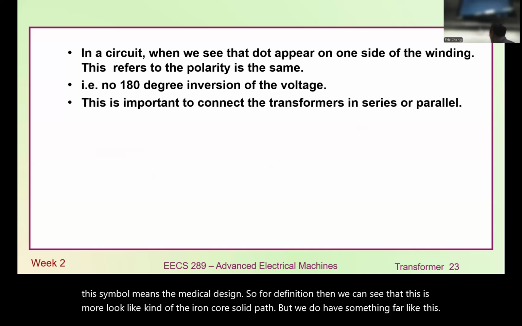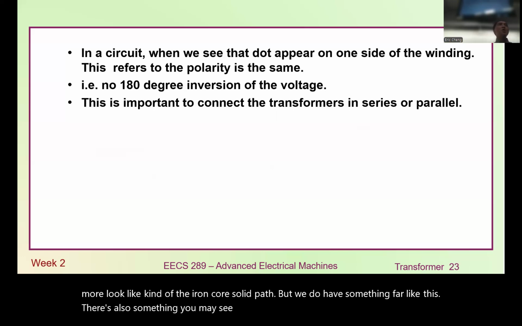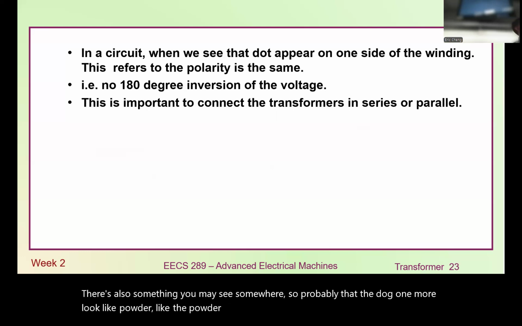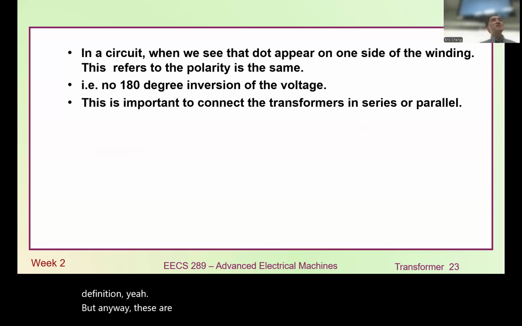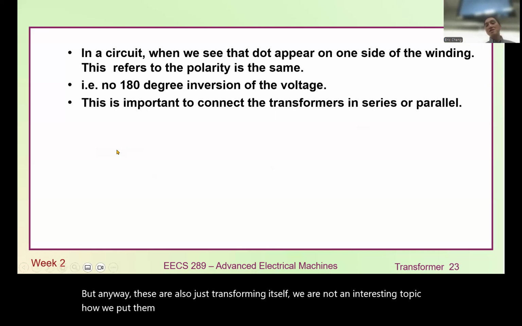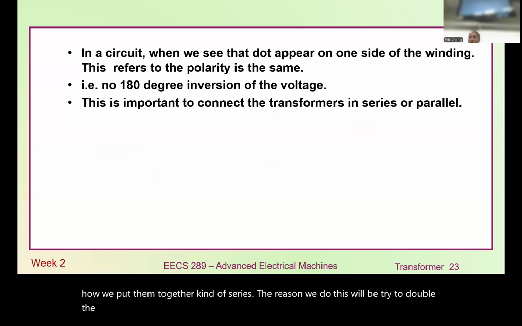Yeah. That's also something you may see somewhere. So probably the dot looks more like powder, like the powdered iron is dotted. Yeah, there are many different kinds of definition. But anyway, the transformer itself is another interesting topic, how we put them together, in parallel or series. The reason we do this is to double the power, double the voltage, or decrease the voltage. So when we don't have a suitable transformer, we need to use this method.